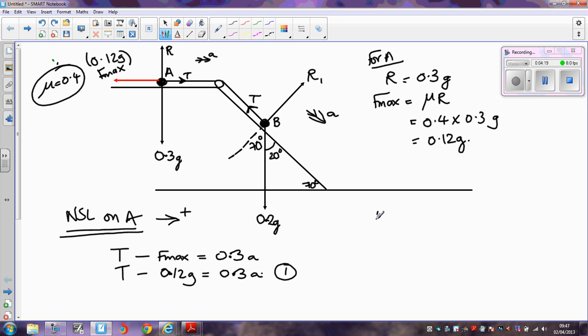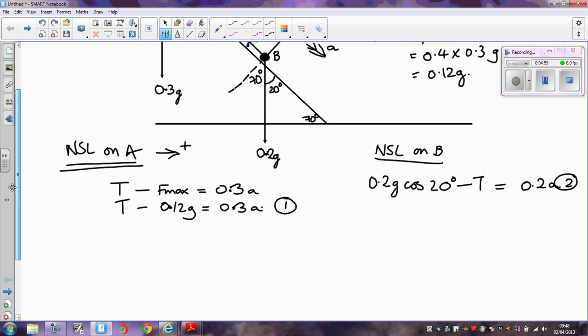Okay, now let's do Newton's second law on B. We can see that B is accelerating down the slope. Let's have a look at the forces acting on B. Tending to make it go down the slope is a component of the weight acting in this direction, and that's going to be 0.2g cos 20. So going down the slope, that's the positive direction, is 0.2g cos 20 degrees. And acting against that is the tension, so that's negative, and that's going to equal the mass of B, 0.2, times its acceleration.